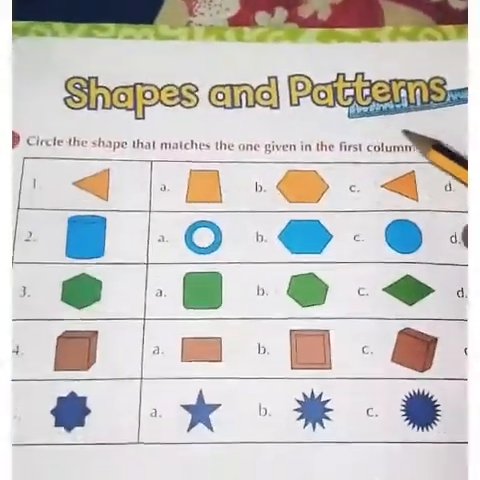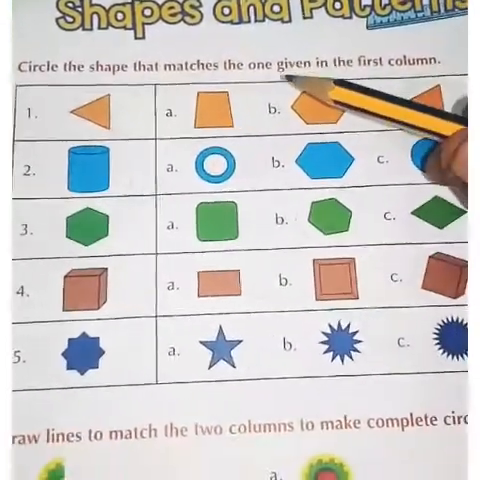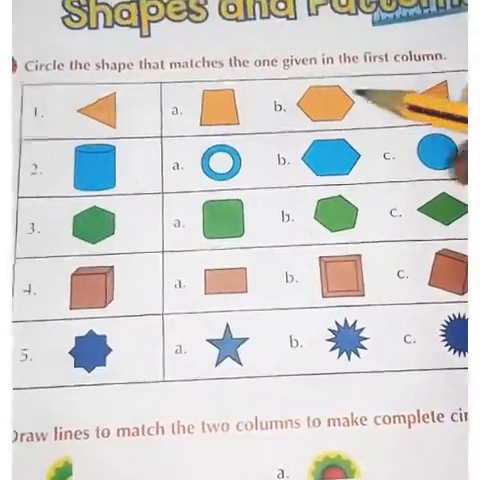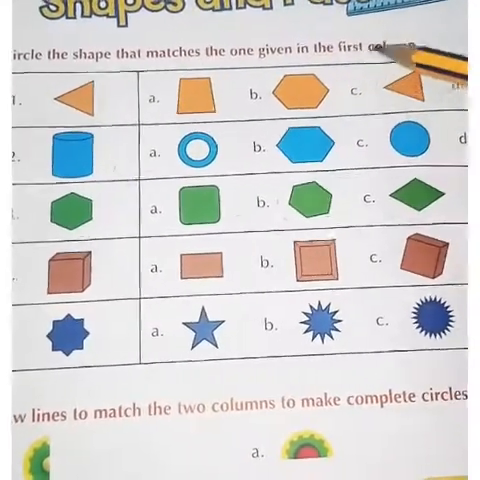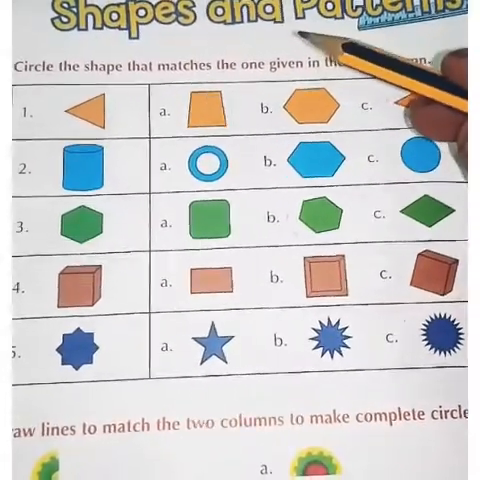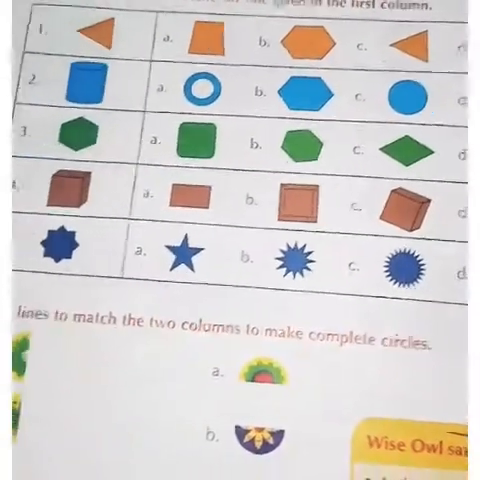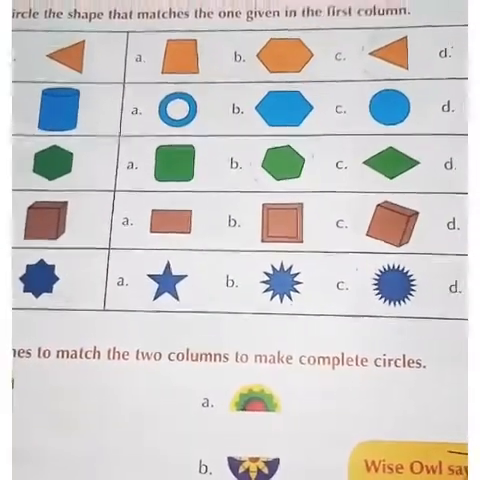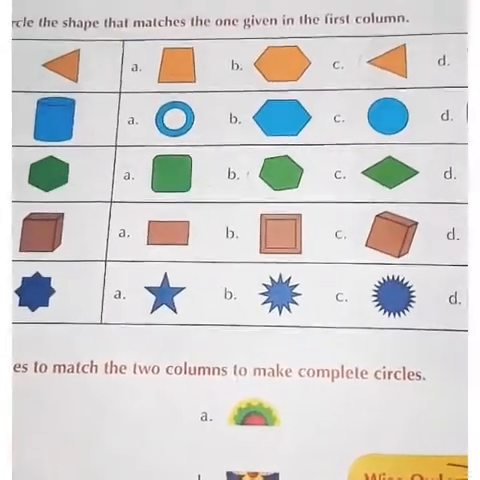Okay. So in this, shapes and patterns. Read the question. Circle the shape that matches the one given in the first column. So children, listen. What are the shapes? Yes, triangle, cuboid, rectangle, pentagon, hexagon. These are some of the shapes.